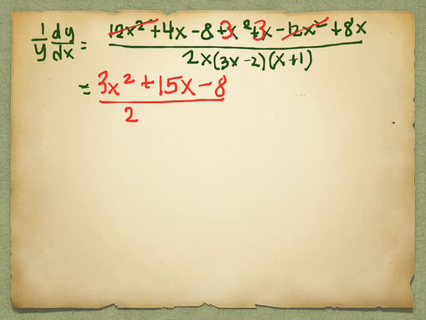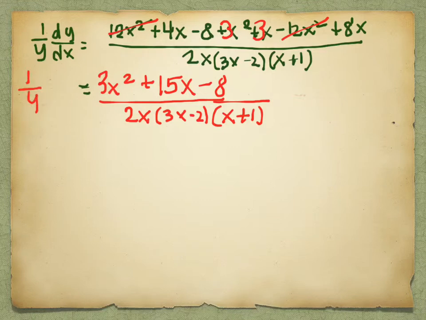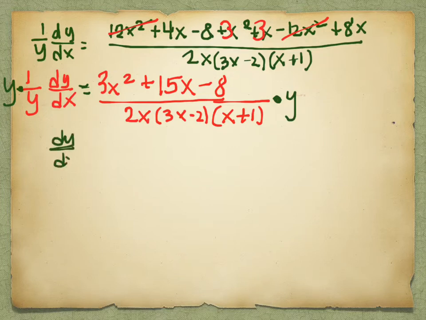All of this is over 2x times 3x minus 2 times x plus 1. We haven't done anything with it yet, but now is the time that we would actually take care of the fact that that y needs to move so that I can solve for dy dx. So it's going to be moved by being multiplied on both sides. And we don't really need to multiply by y because we know what y equals. The y equals what we were originally given. So this is dy dx.